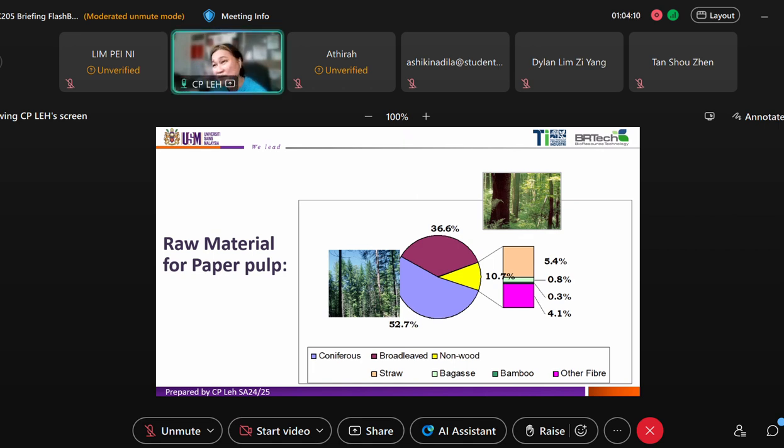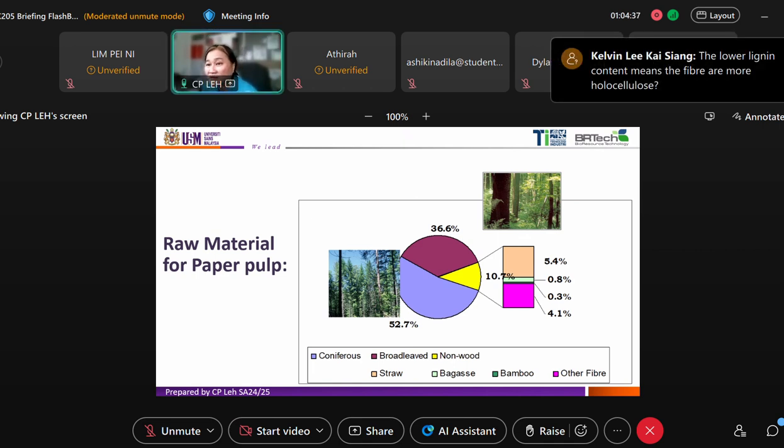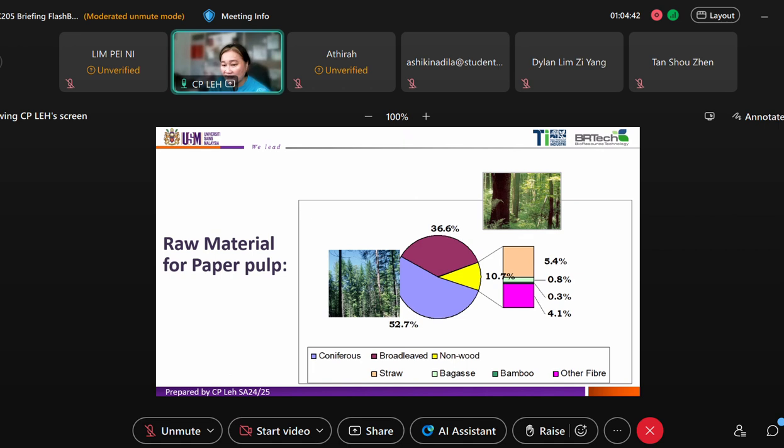And the vascular bundle of the softwood has a lot of fiber, different types of fiber. Actually, it's related to the lignin content. We already know that hardwood has less lignin content. If less lignin content, that means the carbohydrate, the cellulose and hemicellulose, is higher, right? The softwoods have lower cellulose content compared to hardwood because they contain more lignin. The lower lignin content means the fiber is more. Yes, Kelvin. More holocellulose fiber.